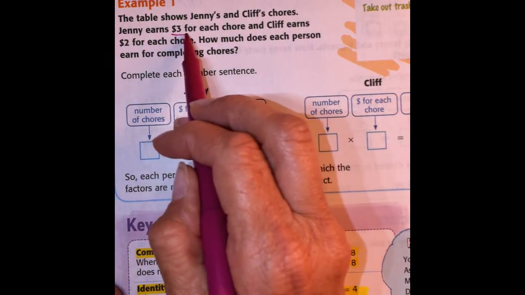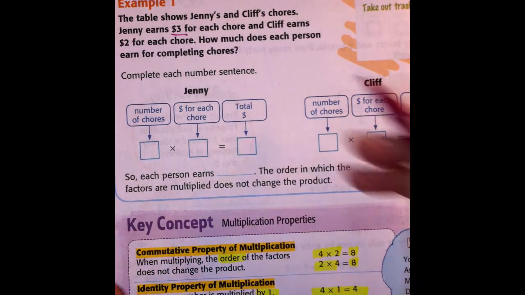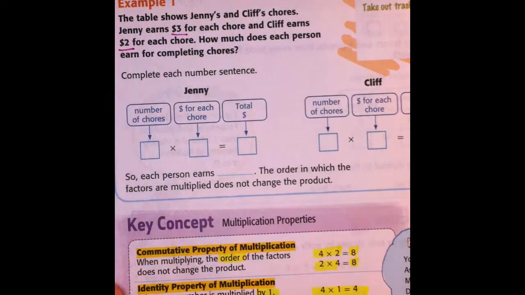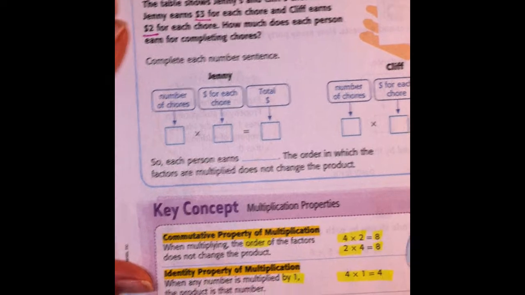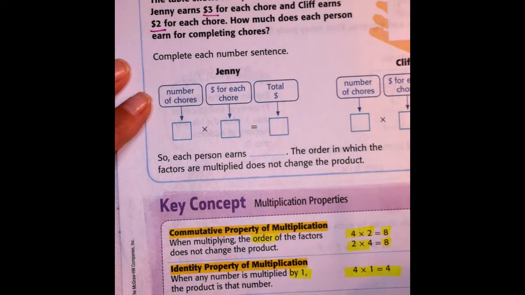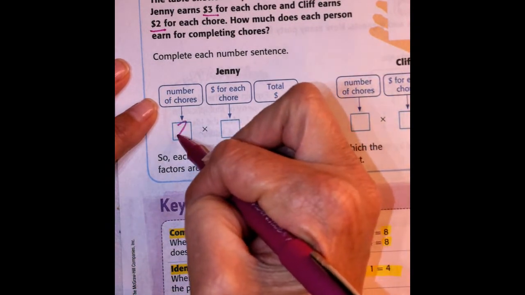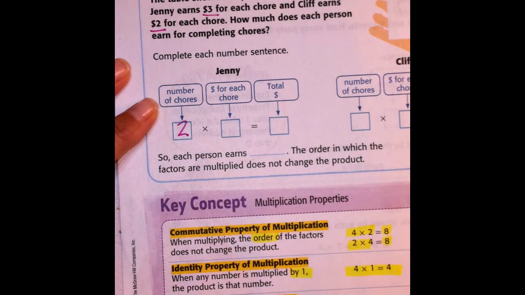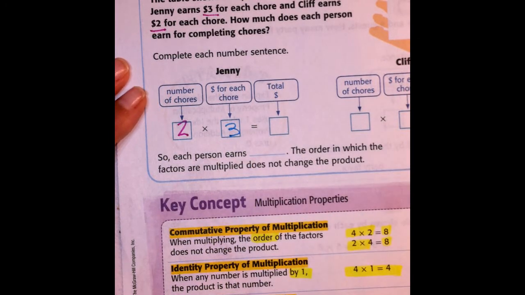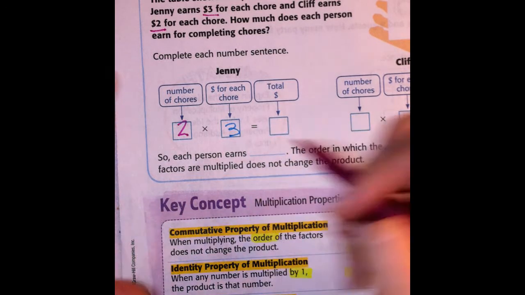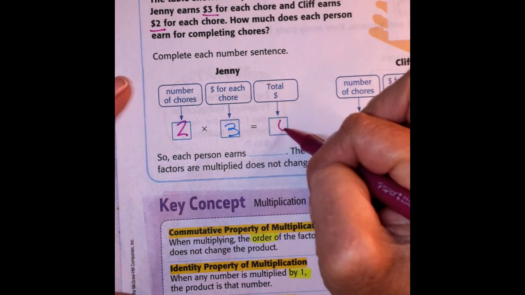So applying this to the problem in example 1, the table shows Jenny's and Cliff's scores. Jenny earns $3 for each chore, and Cliff earns $2 for each chore. So in Jenny's case, she does 2 chores, and she gets $3 per chore. So when we multiply 2 times 3, we end up with 6.